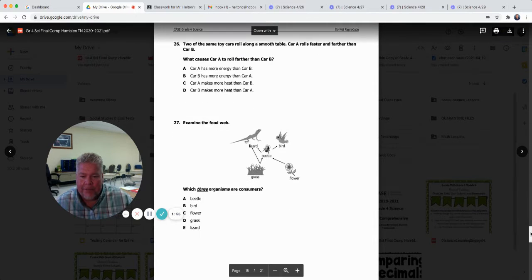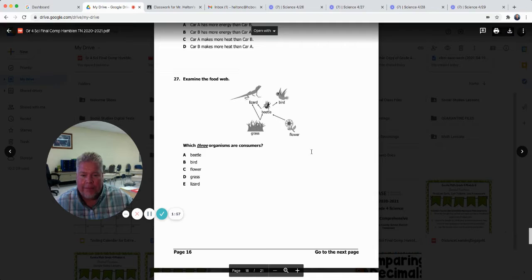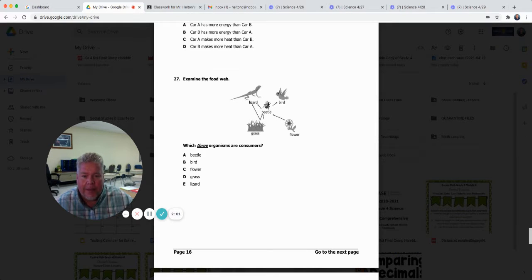27, examine the food web. Starts with the producer here, the grass and the flower. A beetle is eating both of them. The lizard is also eating the grass. The lizard is also eating the beetle, and the bird is eating the beetle. Poor beetle, he's eaten by everybody, isn't he? Which three organisms are consumers? That means they eat something else. So we can only choose the animals that are eating something.